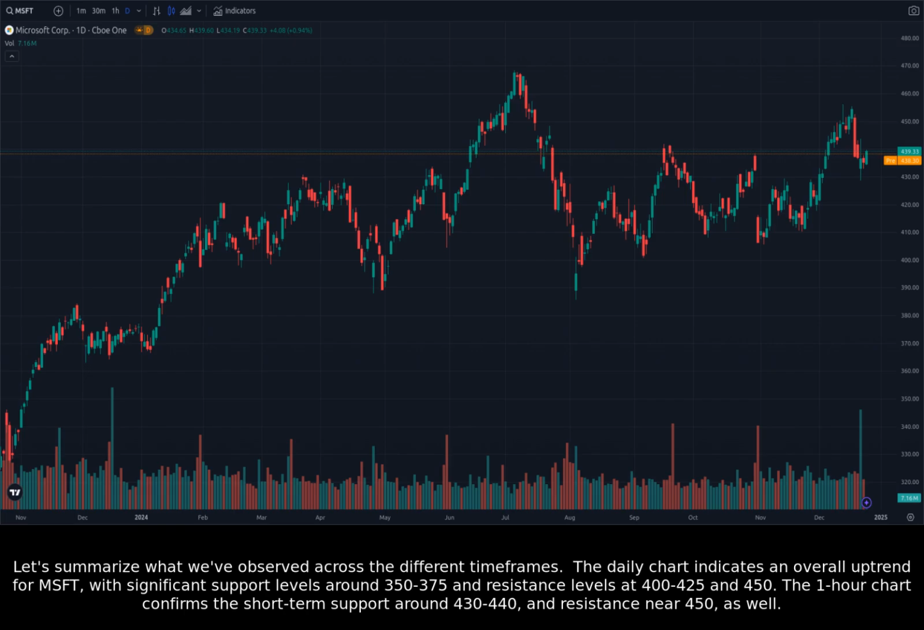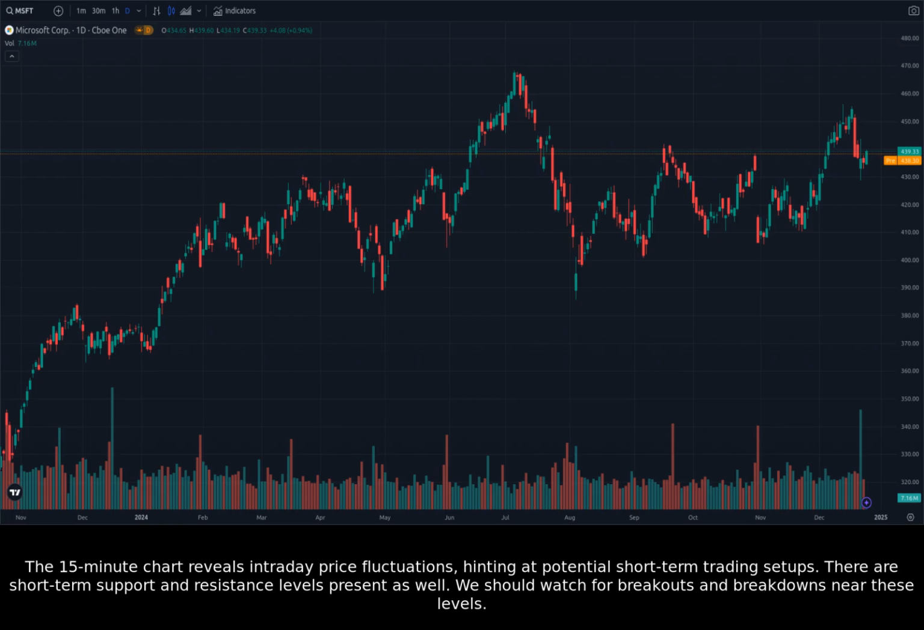Let's summarize what we've observed across the different time frames. The daily chart indicates an overall uptrend for Microsoft, with significant support levels around 350 to 375 and resistance levels at 400 to 425 and 450. The 1-hour chart confirms the short-term support around 430 to 440 and resistance near 450 as well. The 15-minute chart reveals intraday price fluctuations, hinting at potential short-term trading setups. There are short-term support and resistance levels present as well. We should watch for breakouts and breakdowns near these levels.